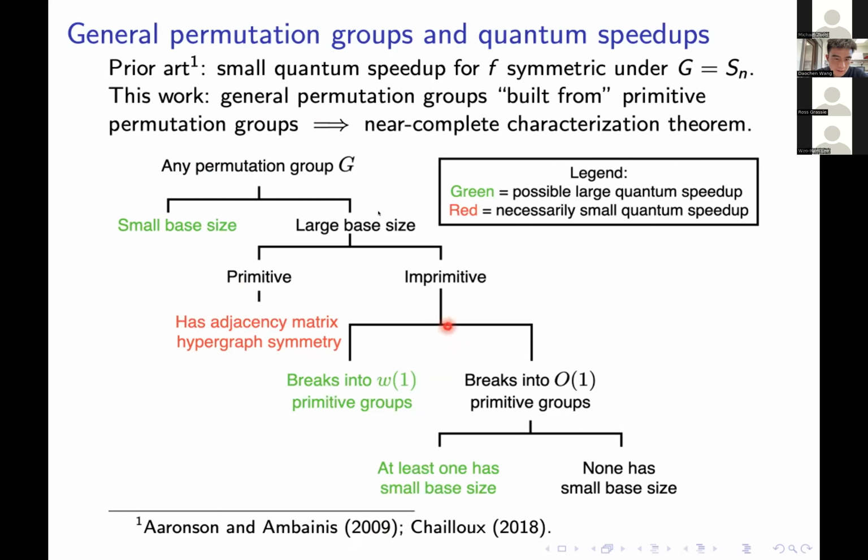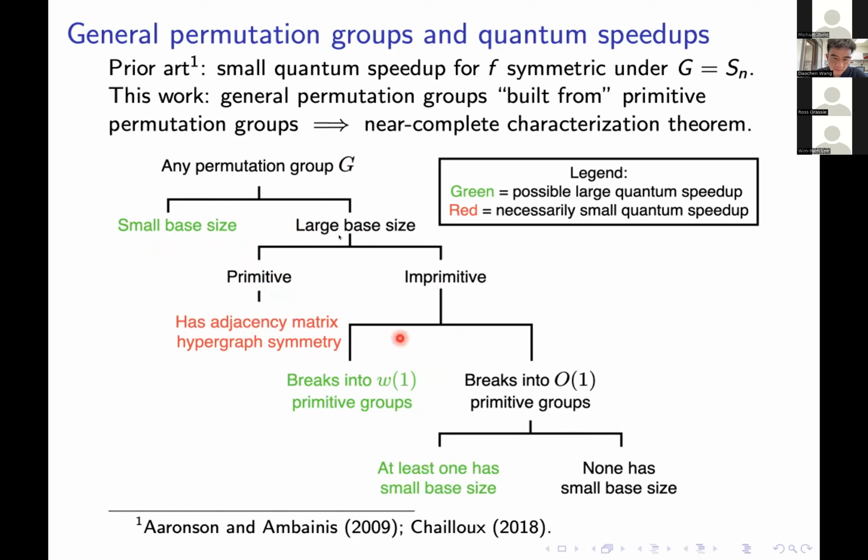So maybe let me just give a quick rundown of this chart here. You start with a permutation group. If it has small base size, then you know that there can be a large quantum speedup. If it has large base size, but it's primitive, then by the theorem of Liebeck, we know that it has adjacency matrix hypergraph symmetry, so necessarily small quantum speedup.